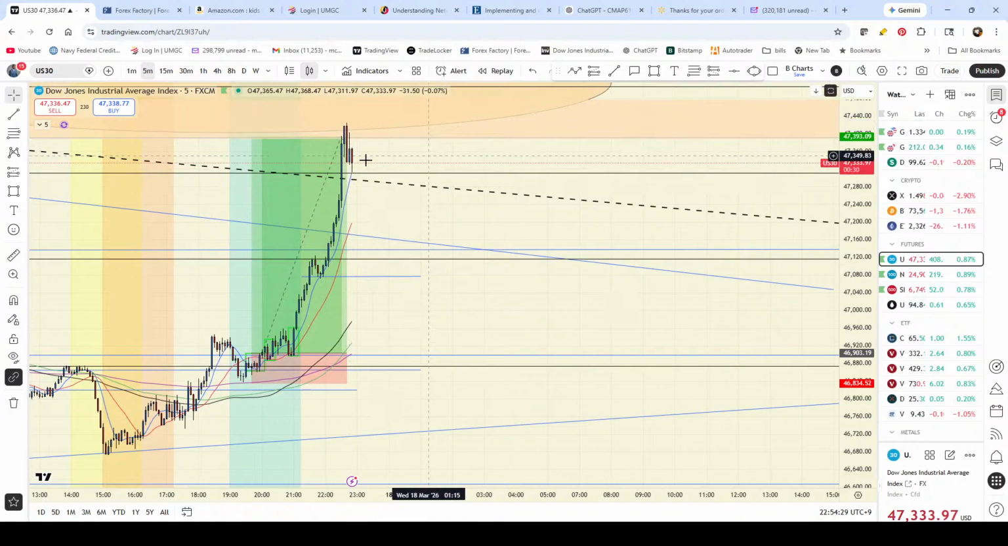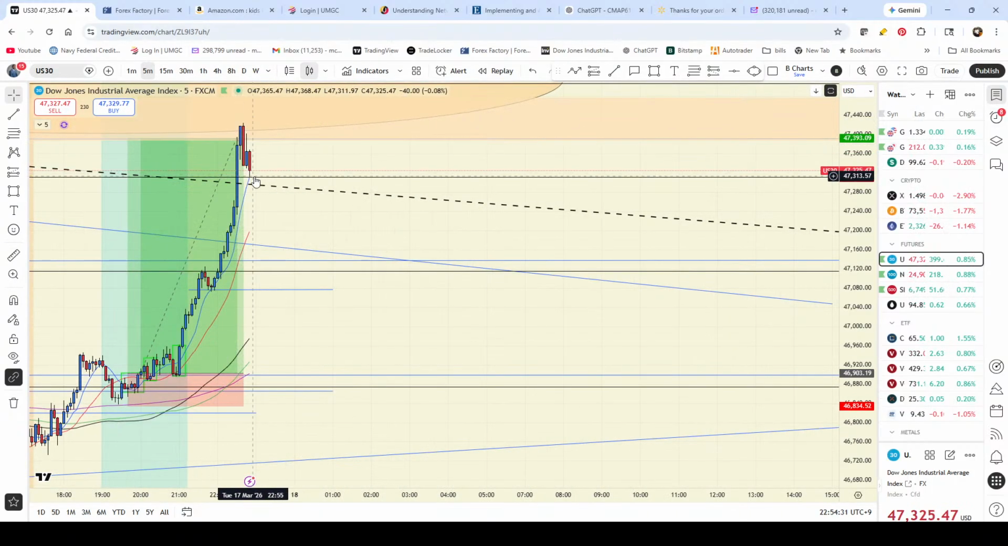Again, you want to see, I entered already. I want to see this close bear as well. I want to see this candle close bearish as well. Nothing above this. I don't want to see anything above this high.